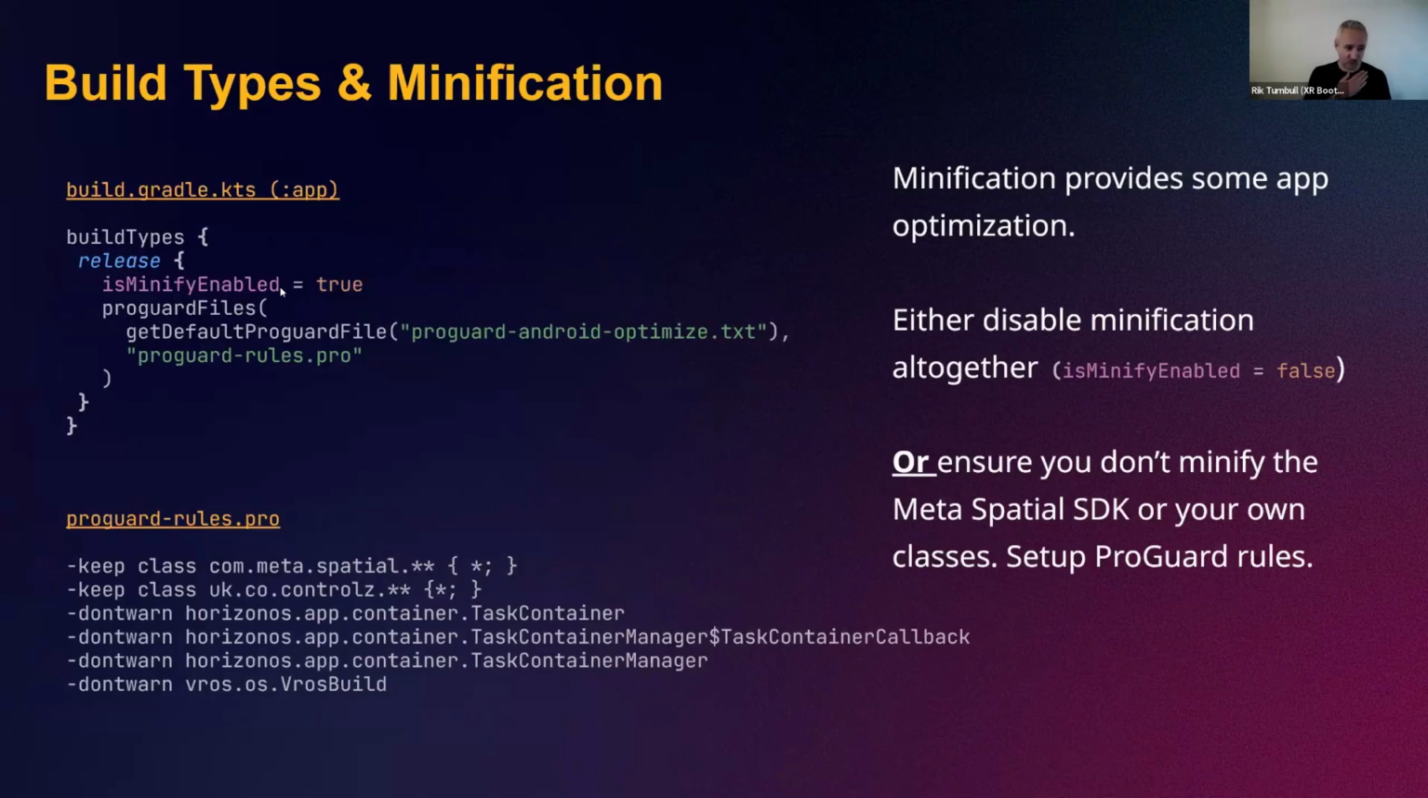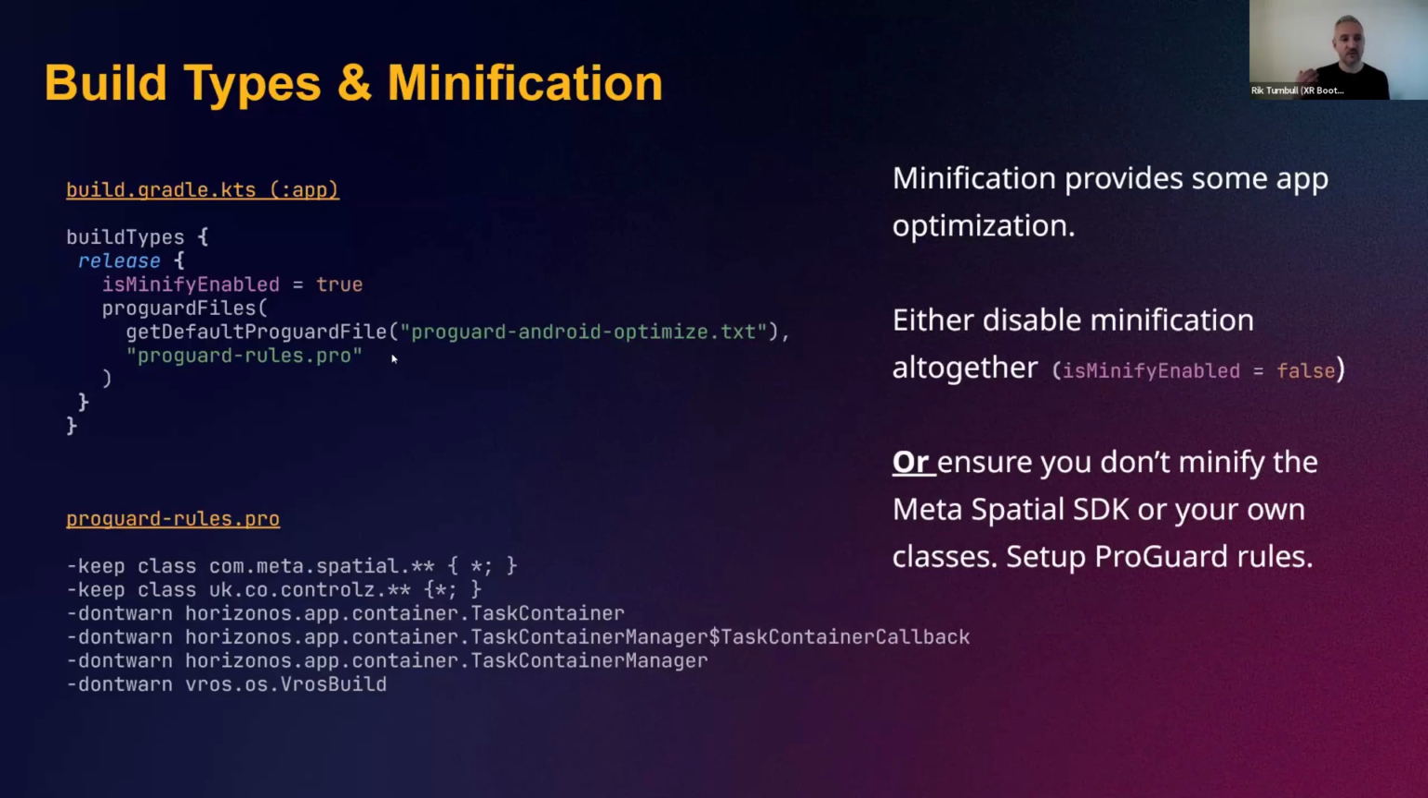One option is to just disable the minification altogether and avoid the kind of problems that might occur with that. The other option, if you want to switch it on, is to make sure that the ProGuard rules are set up correctly. The ProGuard rules effectively tell it not to minify the Spatial SDK classes, and also not to warn about these things. This is the standard set of ProGuard rules.